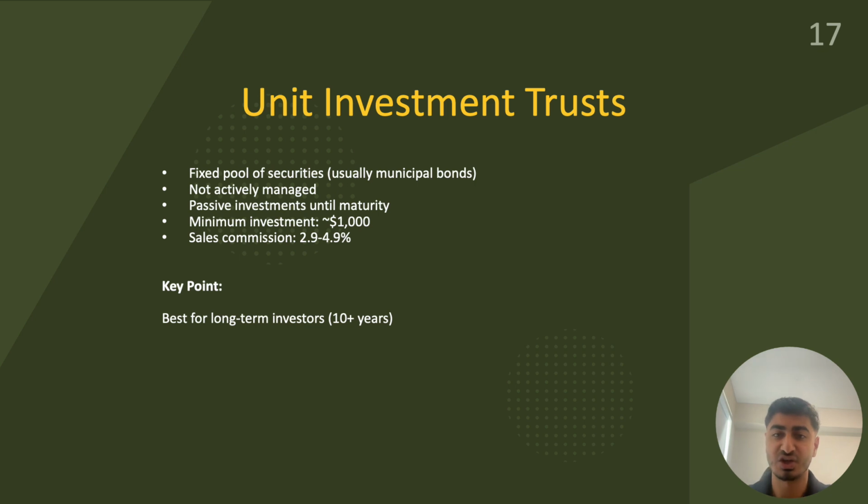Now let's briefly touch on unit investment trusts. Unit investment trusts are fixed pools of securities, typically municipal bonds. They're unmanaged and dissolved at maturity. Minimum investment is usually around $1,000. Sales commissions range from 2.9 to 4.9%, and they are best for long-term investors.